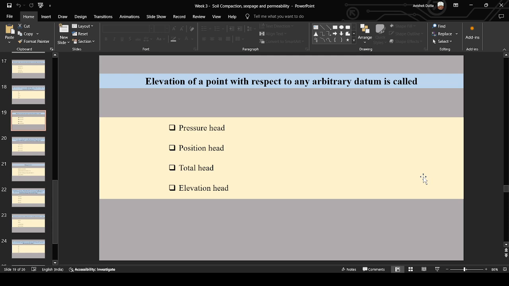I'll repeat the question. Elevation of a point with respect to any arbitrary datum is called pressure head, position head, total head or elevation head. Okay. So next question.